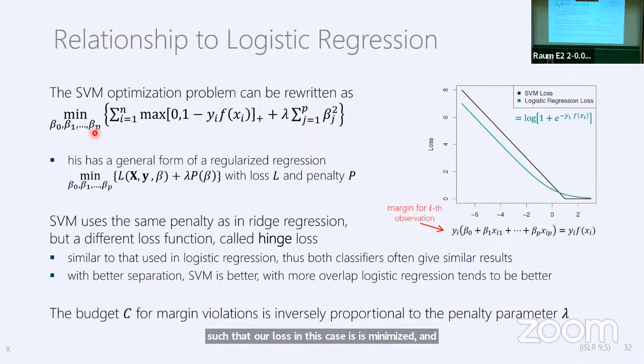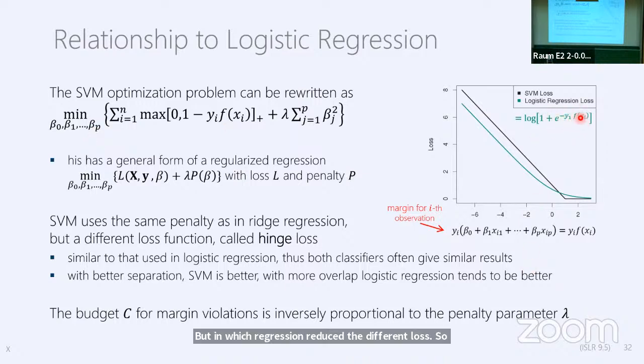And we see that this thing looks very similar to regularized logistic regression that we talked about before. So it has this general form of having some loss plus lambda times some penalty function. And if you compare, what is this penalty function? It's just the penalty that we used in ridge regression. But in ridge regression, we used a different loss. So in ridge regression, we use this particular loss.